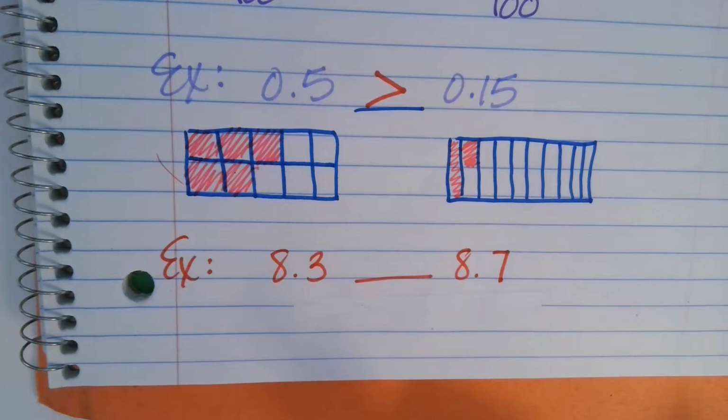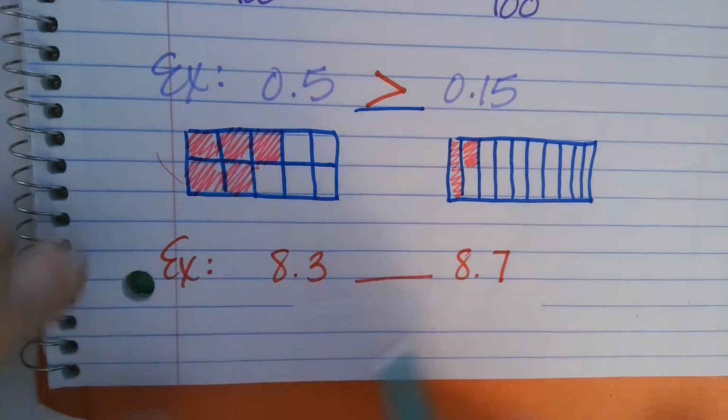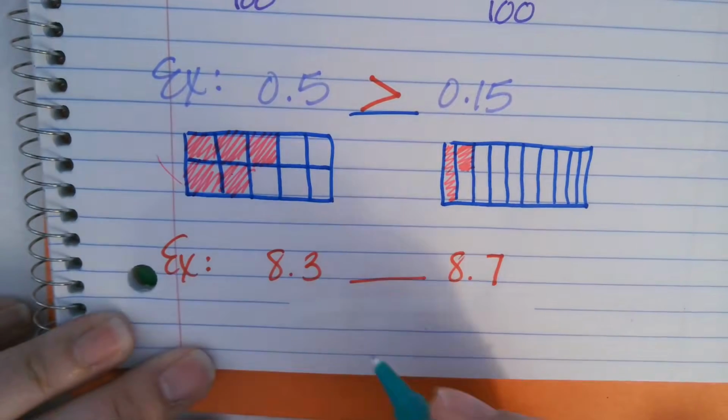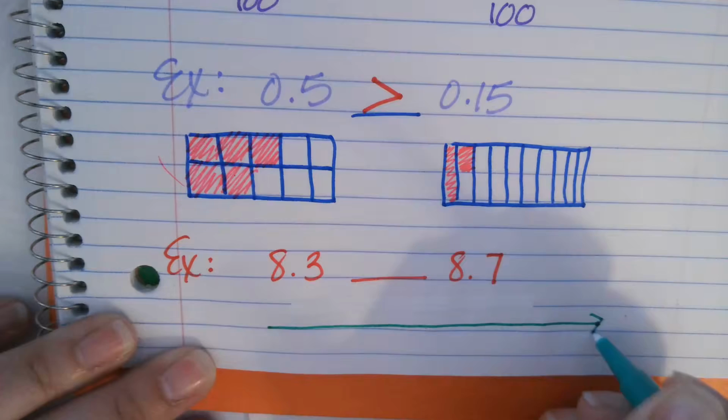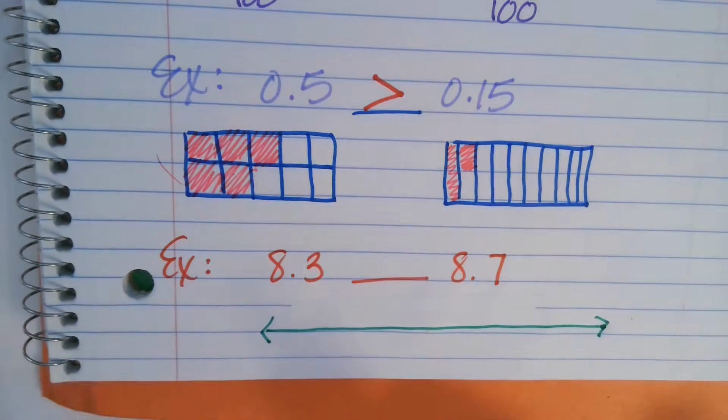Y'all good? I hear some whispering. Is everybody okay? Yeah. All right. All right, let me see if this one draws. So go ahead and write those down. Now I'm just going to draw myself a little number line down here. Okay.